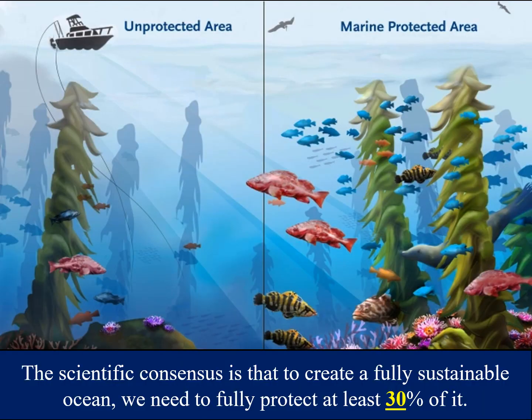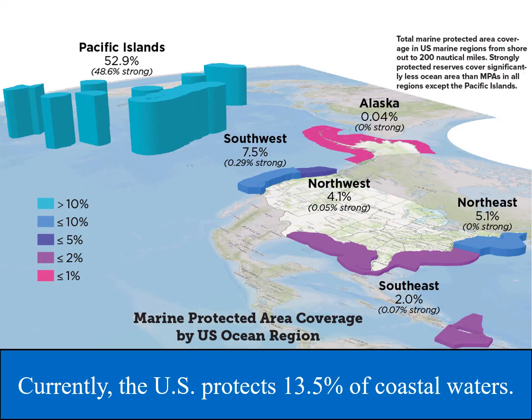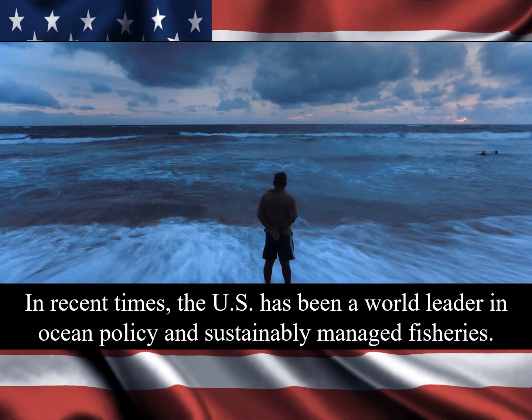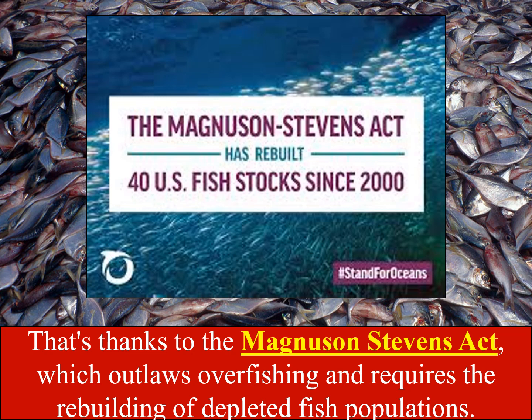The scientific consensus is that to create a fully sustainable ocean, we need to fully protect at least 30% of it. Currently, the US protects 13.5% of its coastal waters. In recent times, the US has been a world leader in ocean policy and sustainably managed fisheries. That's thanks in part to the Magnuson-Stevens Act, which outlaws overfishing and requires the rebuilding of depleted fish populations.